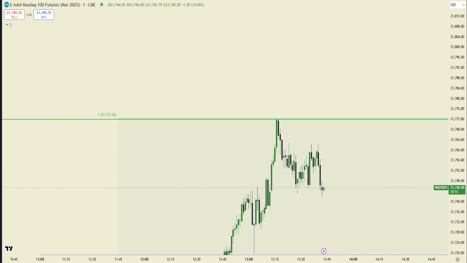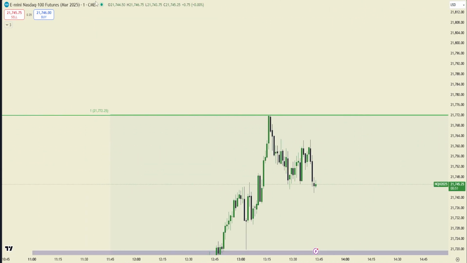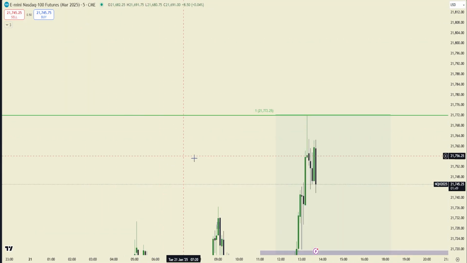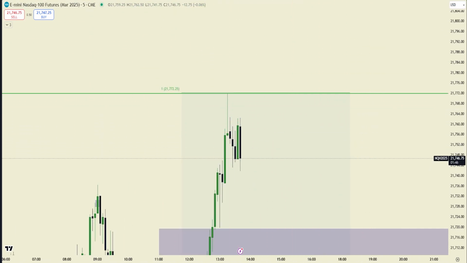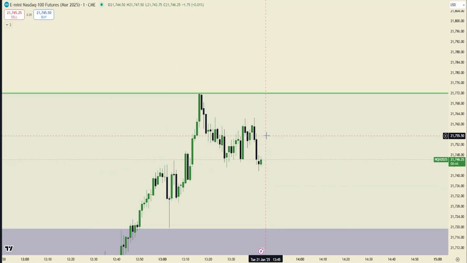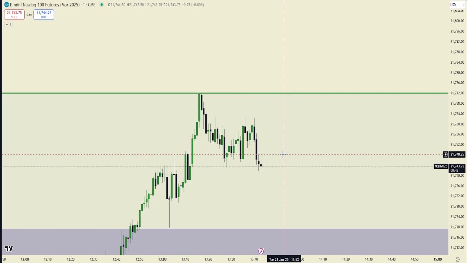What are we looking at? Well, right now we have these equal highs that formed on the 5 minute. So these are a target, and once those get swept and once buy side gets swept, we'll probably look for shorts.